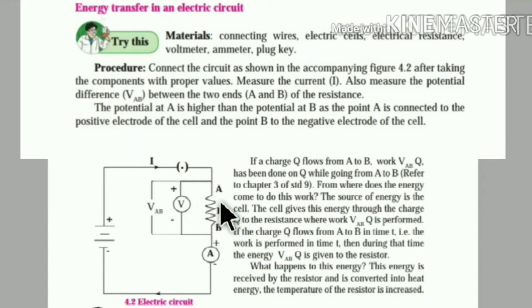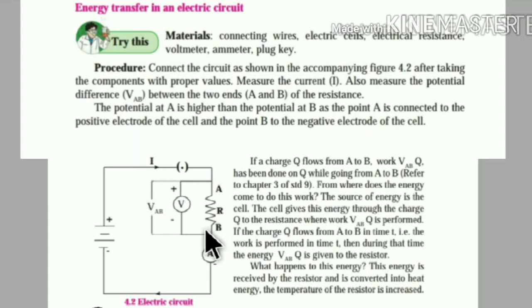Let us see, the potential at point A is higher than the potential at point B, as point A is connected to the positive electrode of the cell and point B is connected to the negative electrode of the cell. Here is positive and here is a negative end. Let Q be the charge that flows from A to B, from the A end to the B end of this wire.